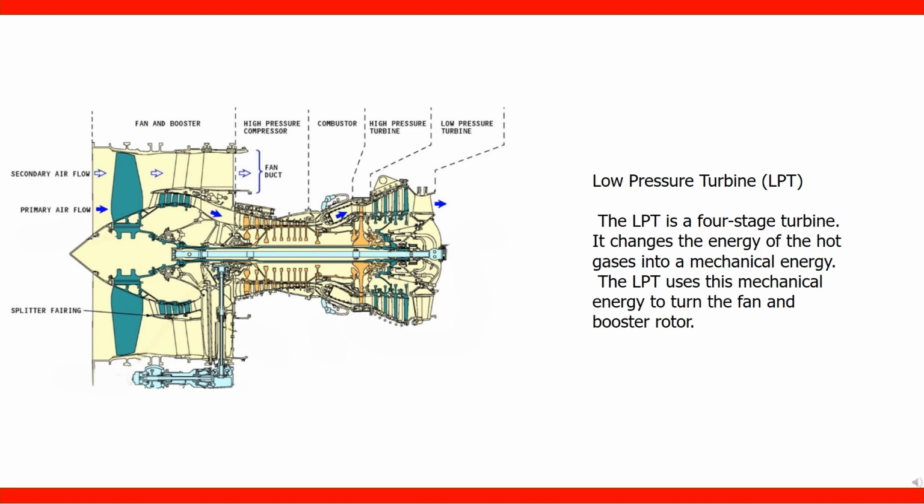The LPT is a 4-stage turbine. It changes the energy of the hot gases into mechanical energy. The LPT uses this mechanical energy to turn the fan and booster rotor.